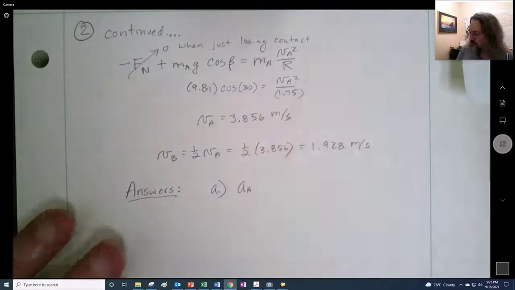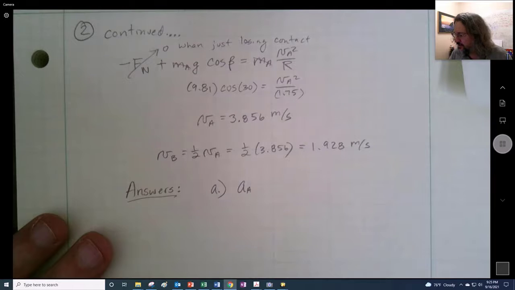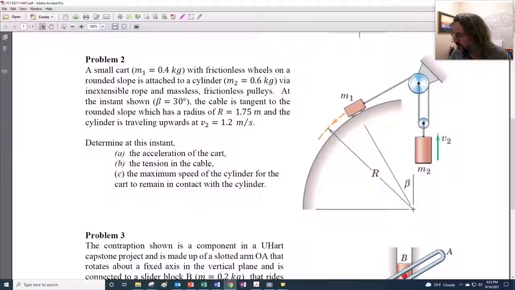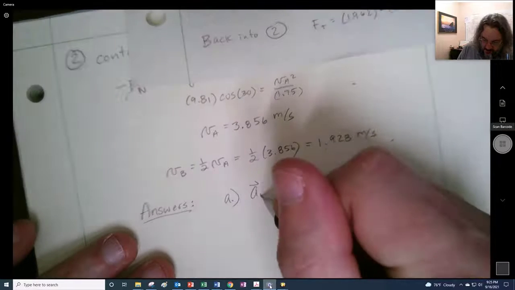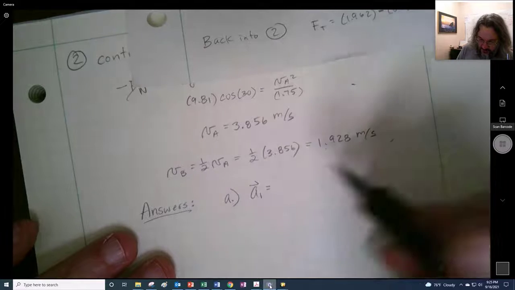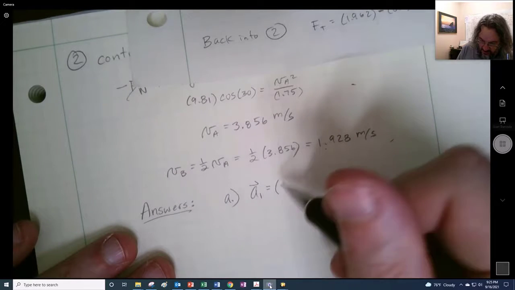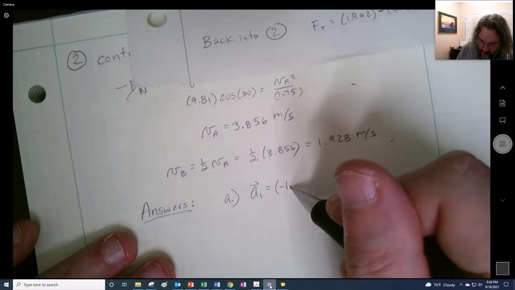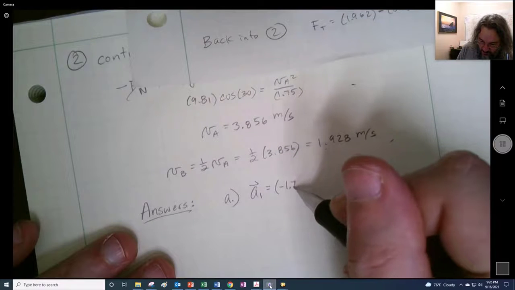See, how did they phrase the original problem, by the way? Let's take a look at the original problem. It says the acceleration of the cart. So if we're going to have the acceleration of the cart, and in the beginning we called it 1, so we're going to go back to calling that 1. It's going to have 2 parts. One of it is going to be the acceleration here, negative 1.784 et.